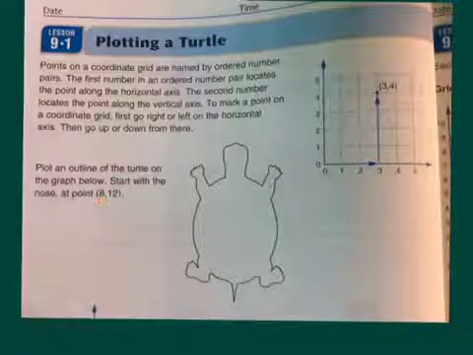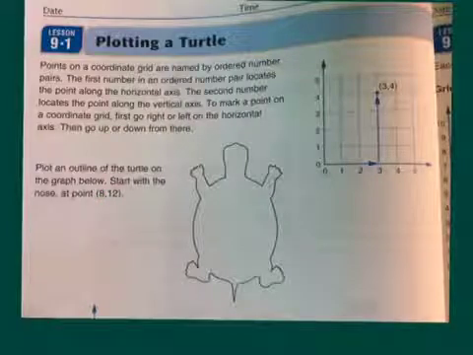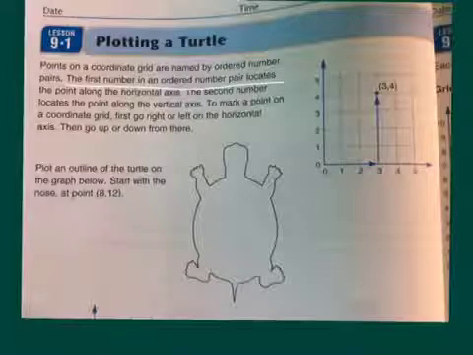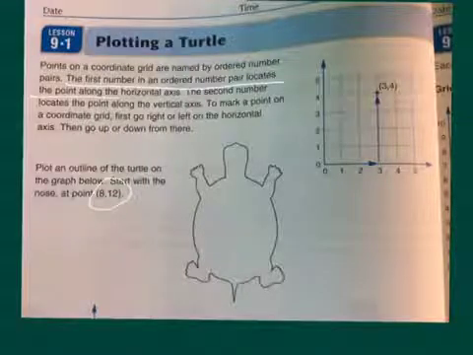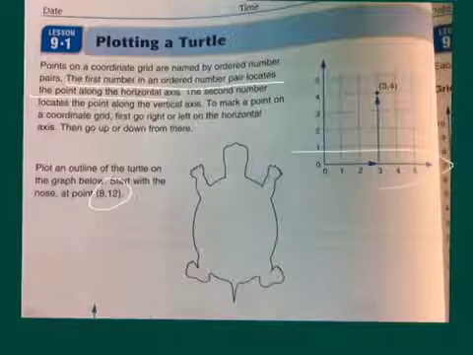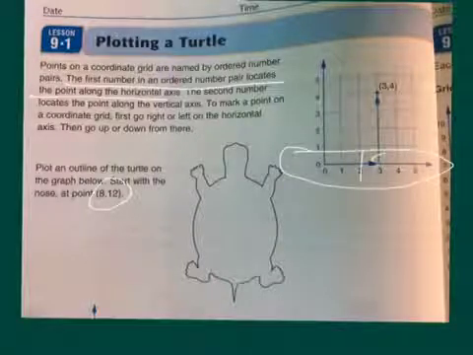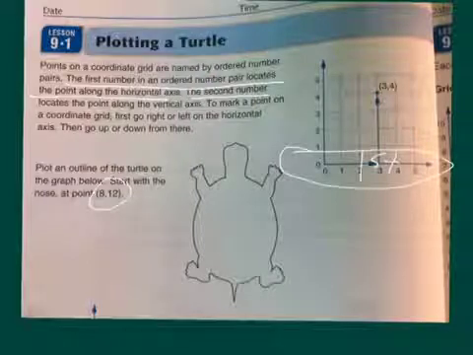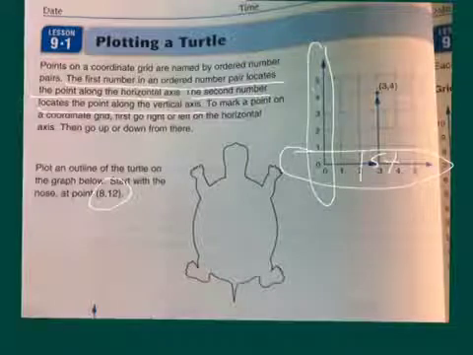Well, read here. It says, the first number in an ordered number pair locates the point on the horizontal line, so the bottom line. That's first. The second number locates the point along the vertical axis. That's second.